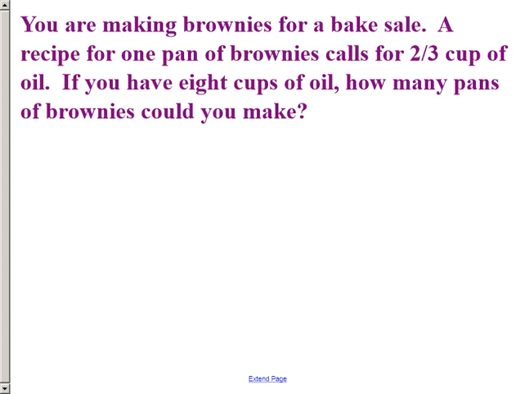Today we're going to look at dividing fractions and mixed numbers using models. If you're following along in your notebook, make sure you're looking at the correct problem. The first problem we're going to look at says, you are making brownies for a bake sale.